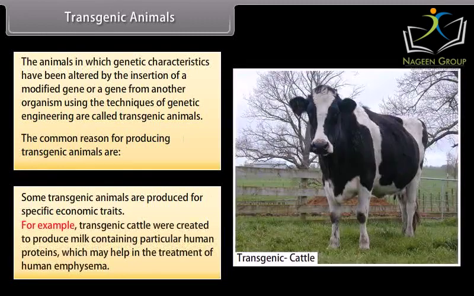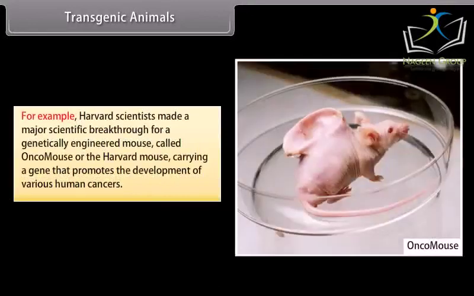For example, transgenic cattle were created to produce milk containing particular human proteins, which may help in the treatment of human emphysema. For example, Harvard scientists made a major scientific breakthrough with a genetically engineered mouse called Oncomouse, or the Harvard mouse, carrying a gene that promotes the development of various human cancers.